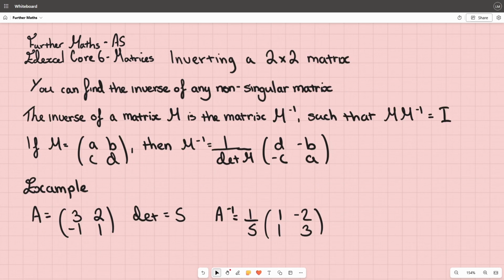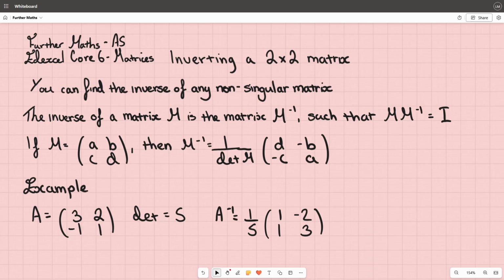So now I'm going to be talking about inverting a 2x2 matrix. So you can find the inverse of any non-singular matrix, which means the determinant is not equal to 0. And the inverse of a matrix M is the matrix M to the power of minus 1, such that M times M to the power of minus 1 is equal to the identity matrix, or I. So if M is equal to A, B, C, and D, then M to the power of minus 1 is 1 over the determinant of M, times D, minus B, minus C, A. So A and D are swapped, and B and C are both times minus 1.